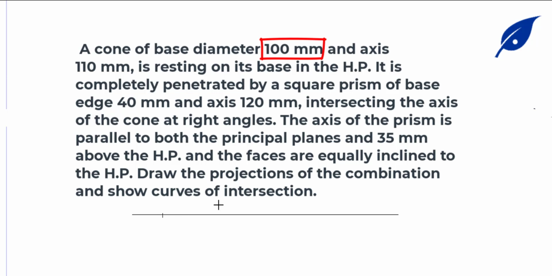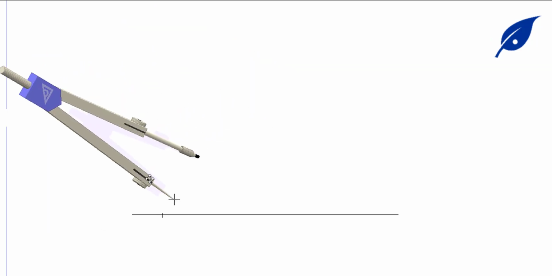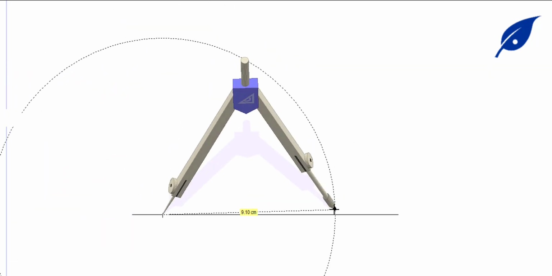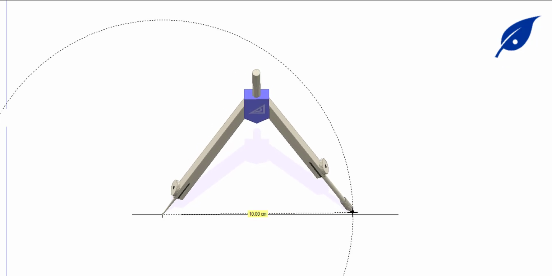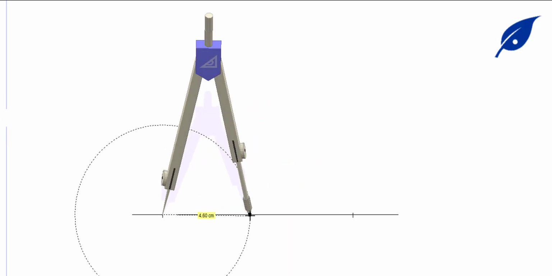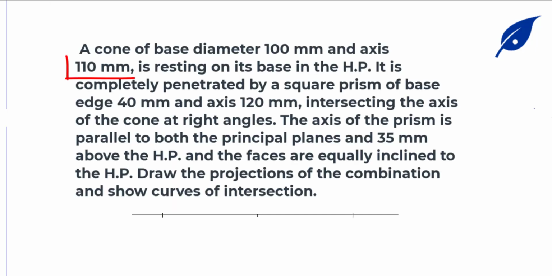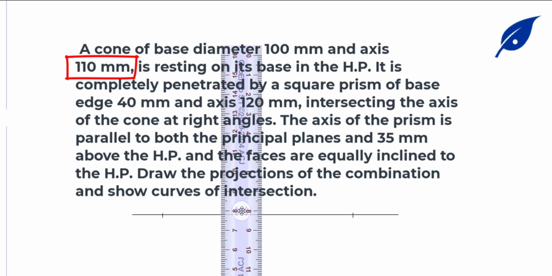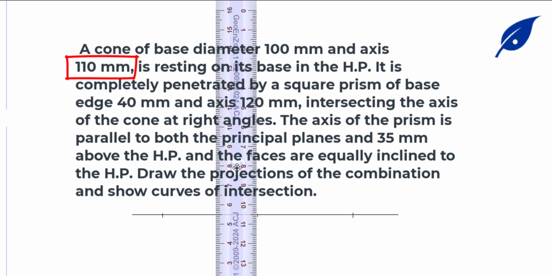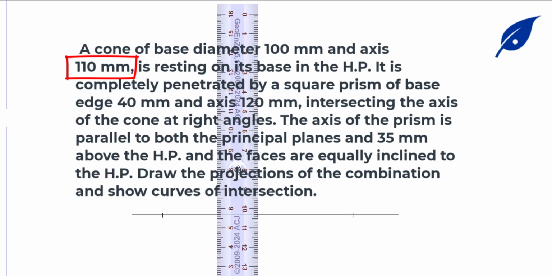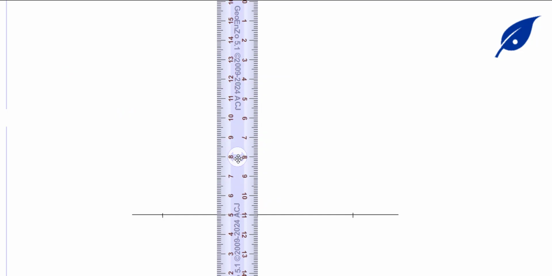So we'll start with the horizontal line and we'll measure this 100 millimeters as the base. I'll get the midpoint, which is 50 millimeters. The next thing is to draw the perpendicular line, which is 110 millimeters. That's the axis, that's the center line, the midpoint.